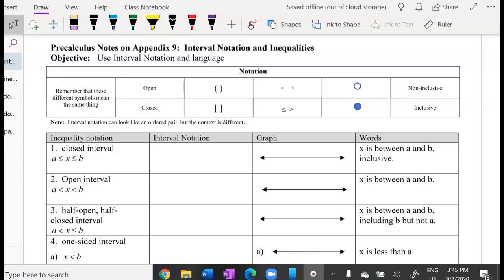Okay, hopefully you have a copy of the paper that we're going to go over right here. It's a one-page paper, and we're just going to fill out whatever's not filled out here. So first, a couple of main ideas as far as the notation.